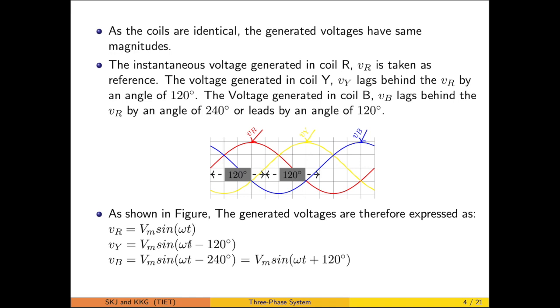If you wish to express them on an instantaneous basis, one is taken as a reference. Let's say I am considering Vm sine of omega t. This nomenclature is well understood from the single phase analysis. Correspondingly Vy, which is lagging by 120 degree, is Vm sine of omega t minus 120 degree. Vb is lagging Vy by 120 degree, so it will be minus 240 degree. This can also be written as Vm sine of omega t plus 120 degree. So this we will be following.